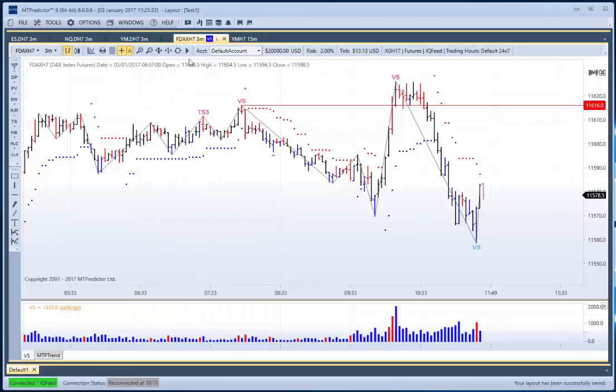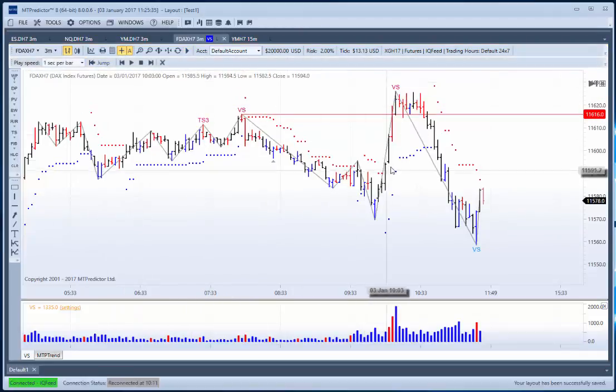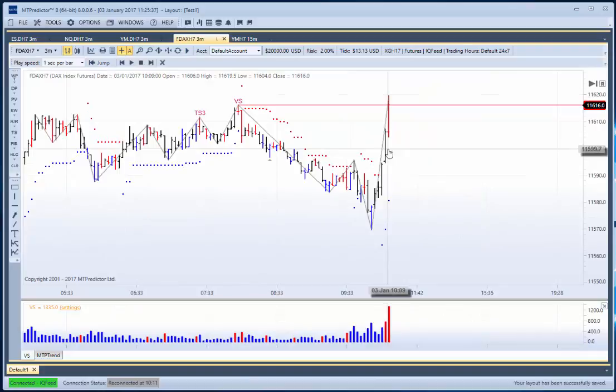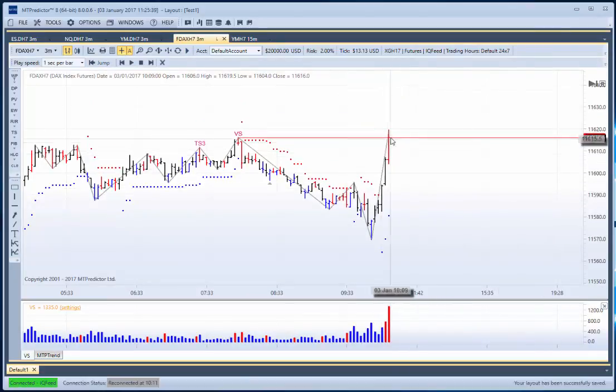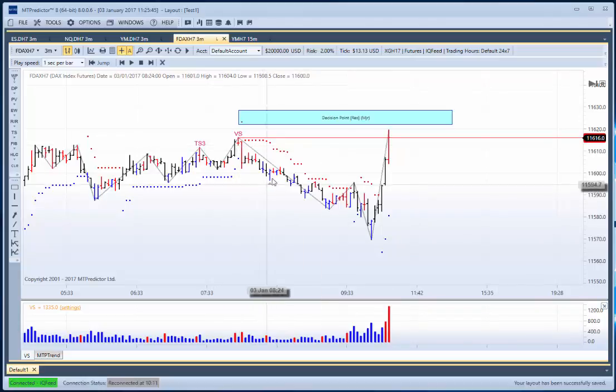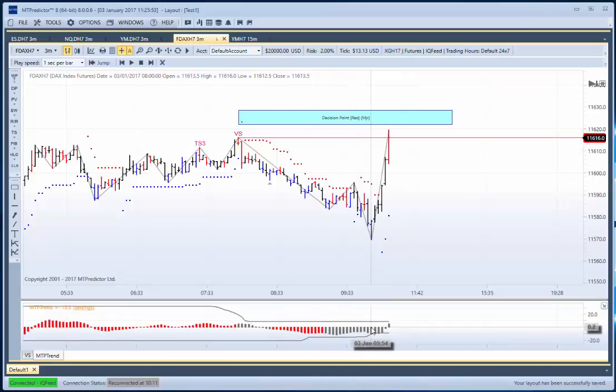If I clear everything off, again if I use our training mode to jump back to here, even before the market got there, as it was crossing that previous level, you could have gone back to here and placed the DP on the charts. You could see in advance this was an area of where you wanted to be wary or ready for a potential reversal. Our MTP trend is black, indicating that a reversal could indeed unfold. In other words, there was no particular trend.